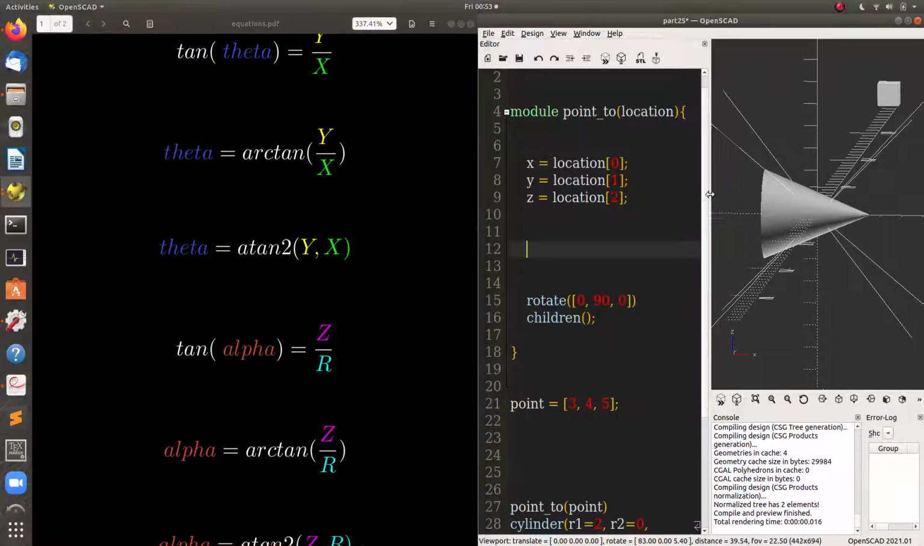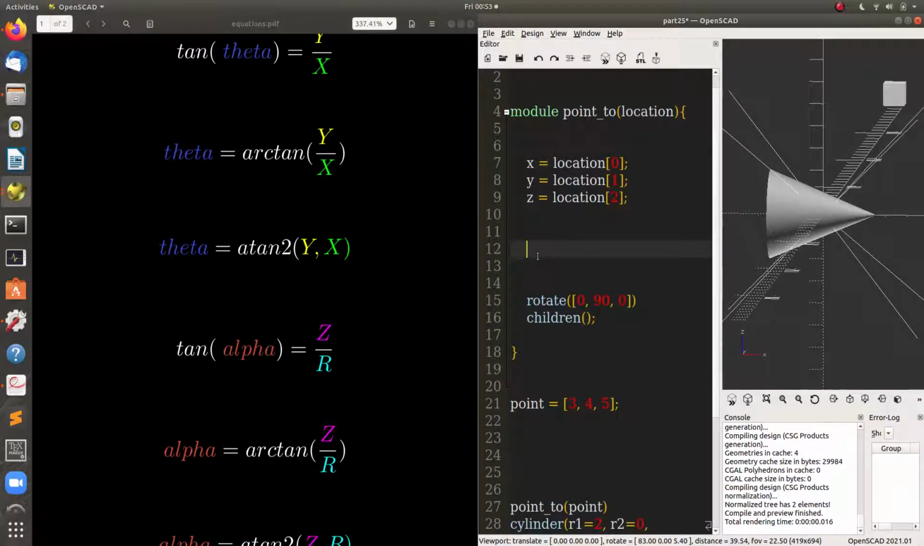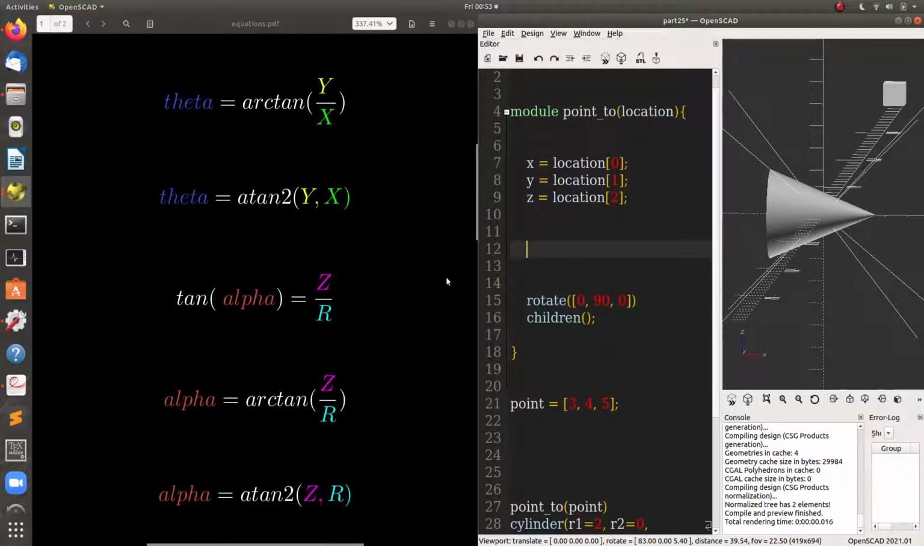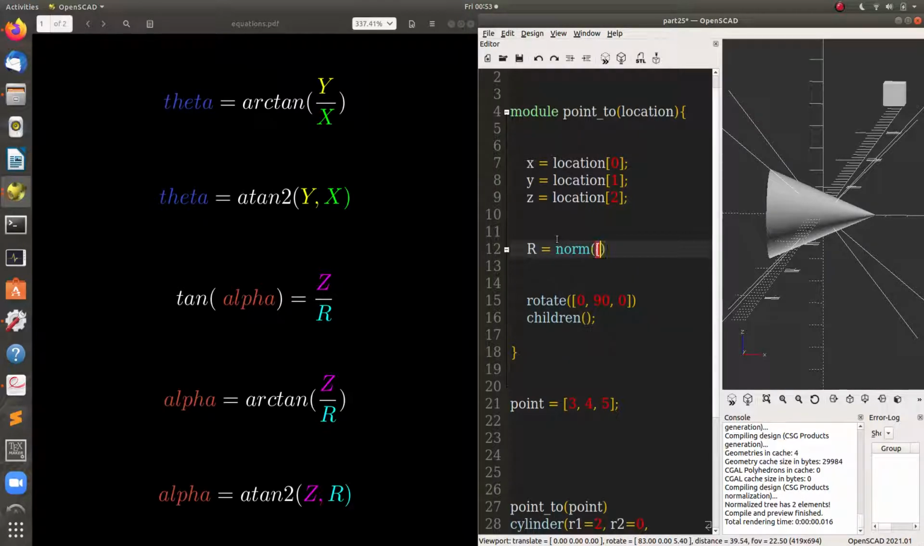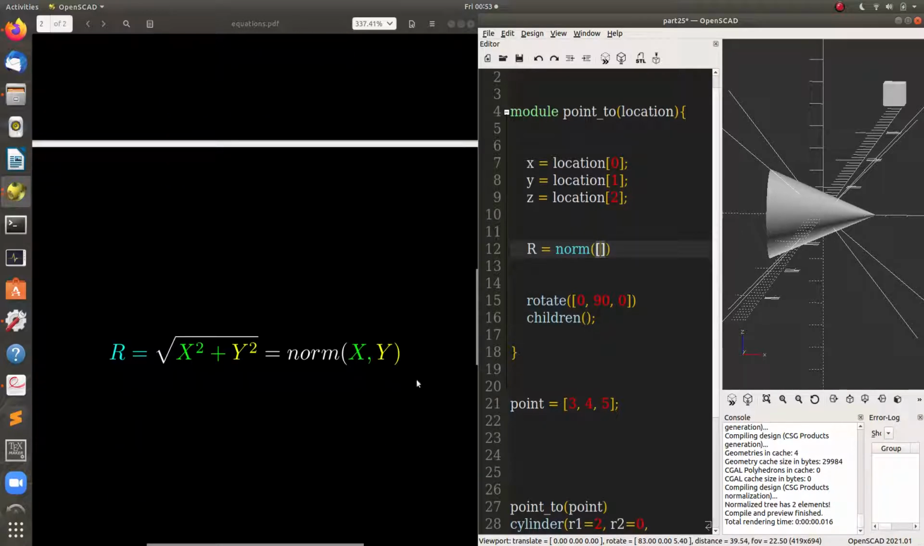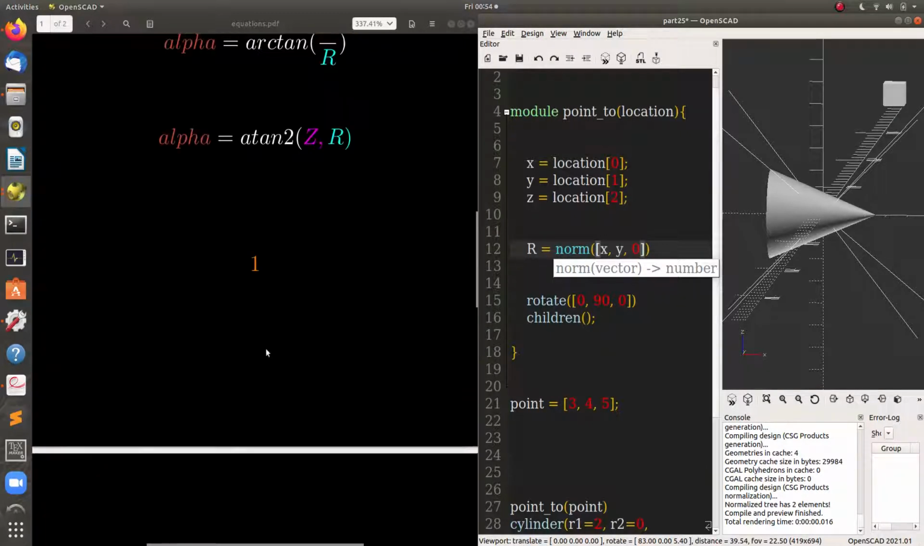So let's calculate the alpha angle. As I said before, we need r. So r is equal to the norm, and this is where my notation is slightly off. Instead of this, it is x, y, 0, because we just want the distance of the xy component.